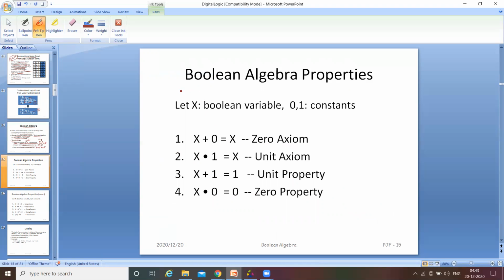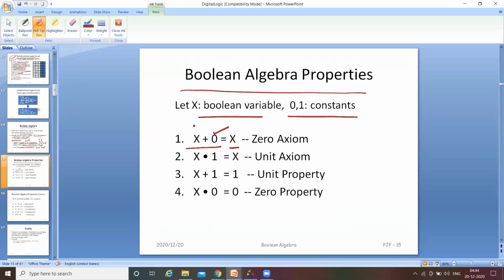Boolean algebra properties. This is very important to reduce any logical expression, complex logical circuits. Let x be a Boolean variable, and 0, 1 are the constants. So here x plus 0 is equal to x. In this situation, 0 is fixed, where x is a binary literal.